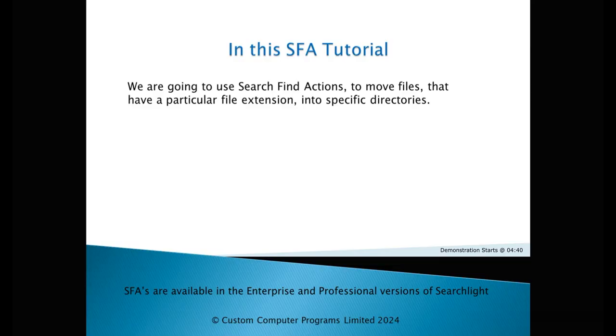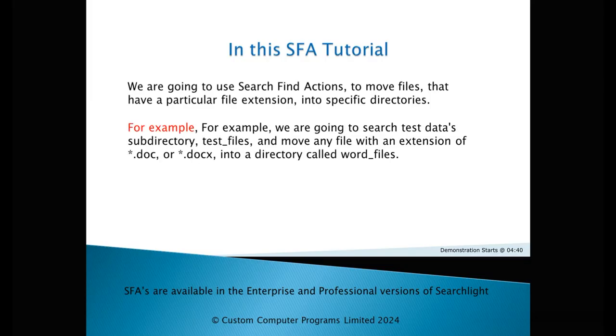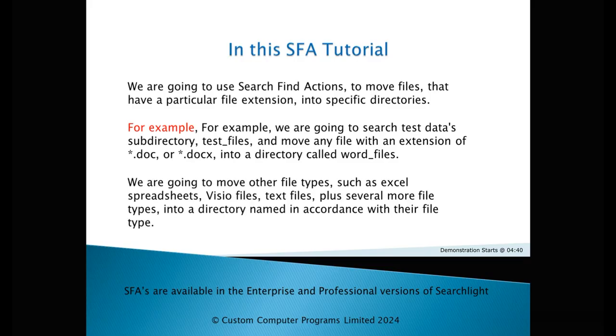In this tutorial, we are going to use Search Find Actions to move files that have a particular file extension into specific directories. For example, we are going to search the test data subdirectory, test_files, and move any file with an extension of .doc or .docx into a directory called word_files. We are also going to move other file types, such as Excel spreadsheets, Visio files, text files, plus several more file types, into a directory named in accordance with their file type.